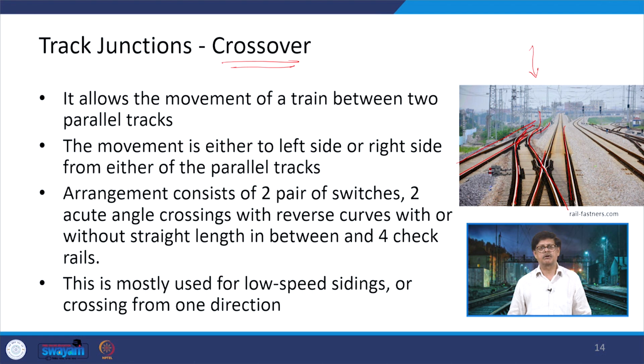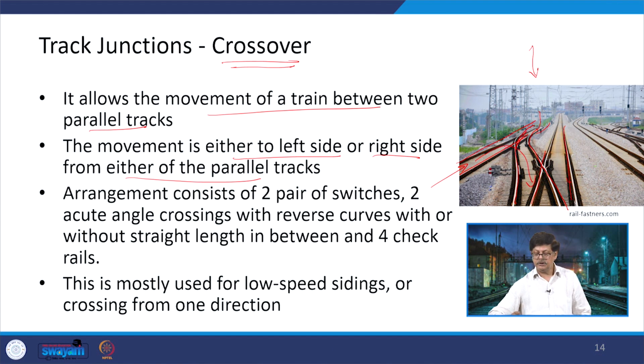So, this is a crossover from one track to another track, which allows the movement of trains between two parallel tracks. The movement is either to the left side or right side from either of the parallel tracks. What it means is that if I am coming from this direction and I want to come to the other track, it is not at all possible directly; I cannot take a turn like this.